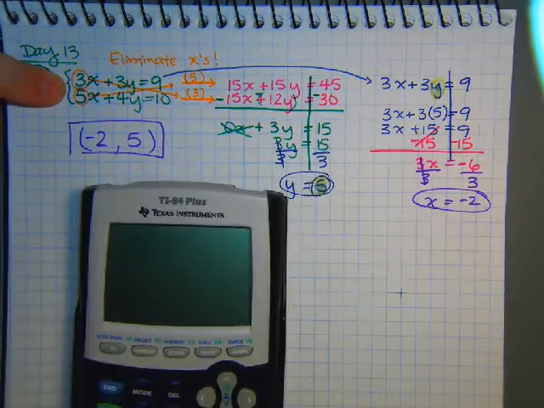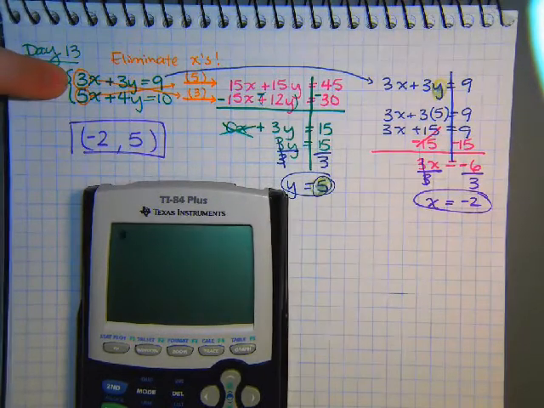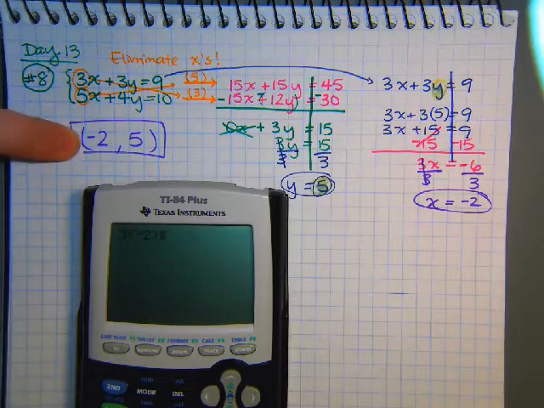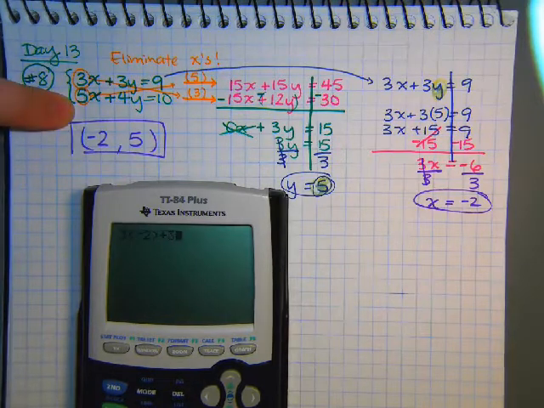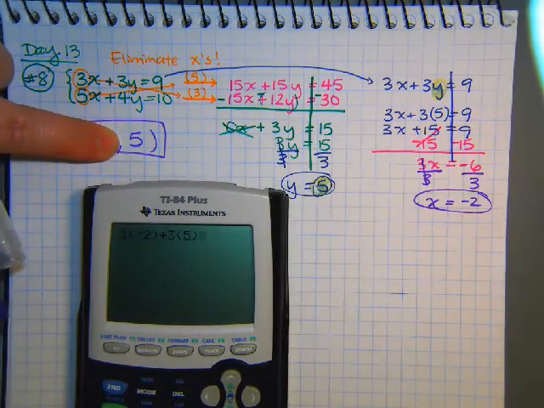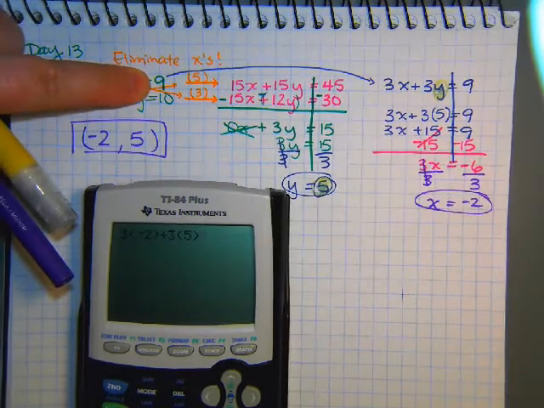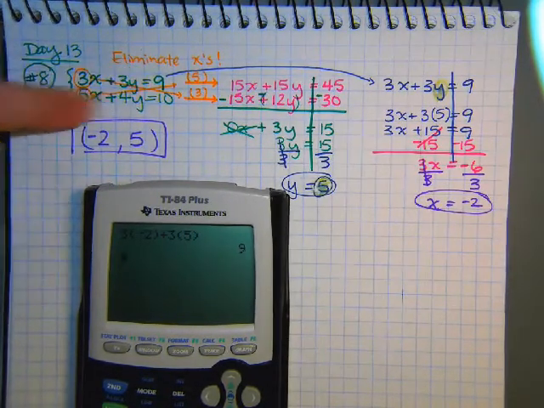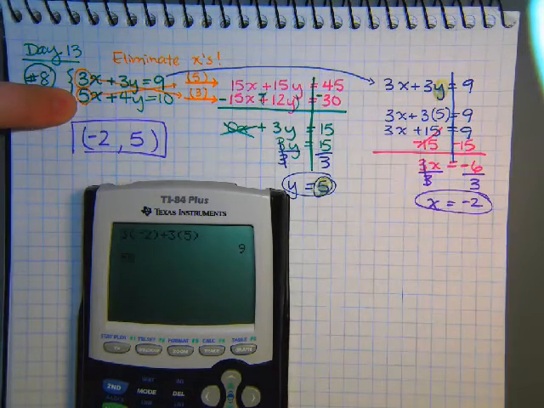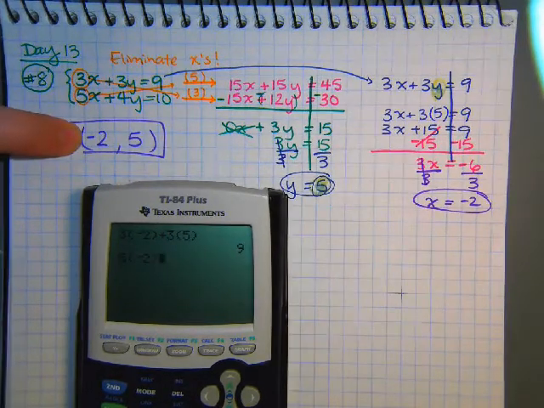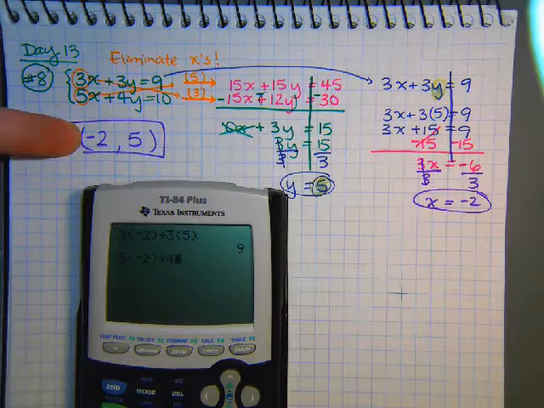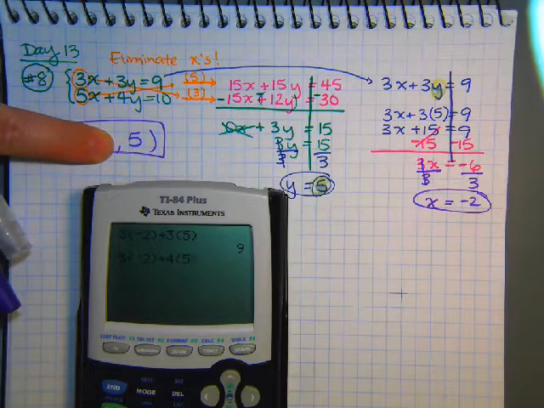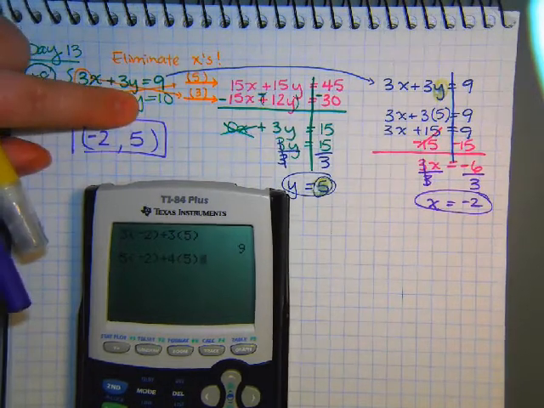Now, if you want to check it, what you do is you plug them back into the originals and make sure it's the same. So for the first one, we have 3 times -2, because that's our x value, plus 3 times 5, because that's our y value. And when I hit enter, I should get 9. And look at that, I did. So that's good. Now let's try the second equation. 5 times -2, because that's my x value, plus 4 times 5, because that's my y value. And when I hit enter, I should get 10.